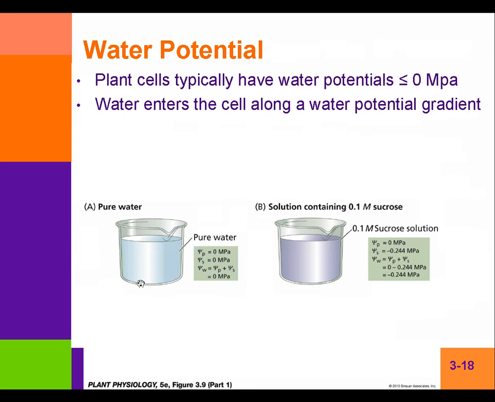On the right hand side, we have a beaker containing 0.1 mole of sucrose. So we've added solutes to that water. The hydrostatic pressure is 0 again because it's an open vessel. However, now because we've added solutes, we've increased the concentration of solutes. That means we'll have a negative solute potential. Therefore, we add the hydrostatic pressure to the pressure provided by the solute potential, and we get negative 0.244. So the water potential of a 0.1 mole of sucrose solution in an open vessel is negative 0.244 megapascals.